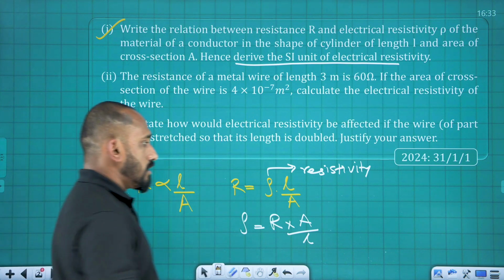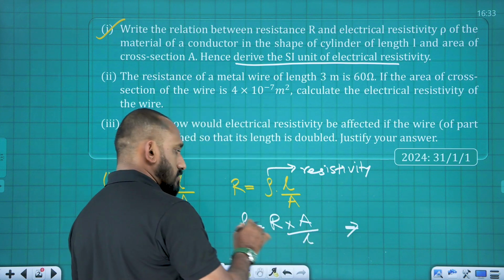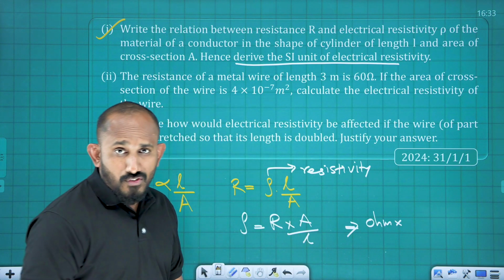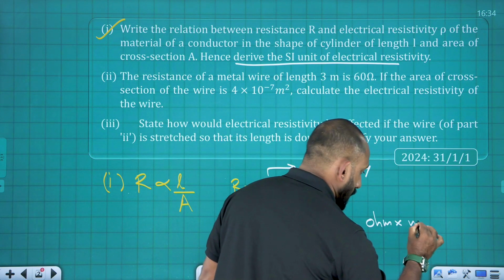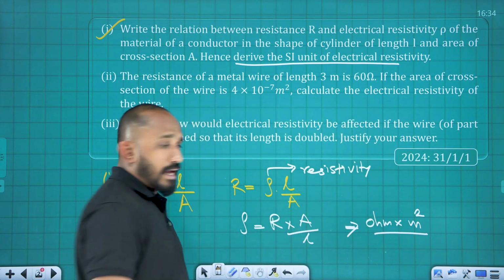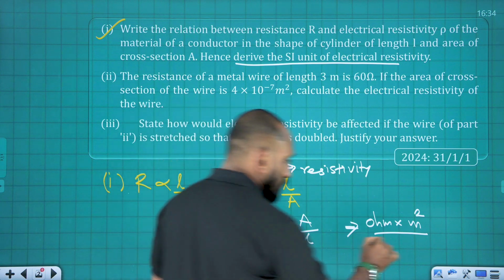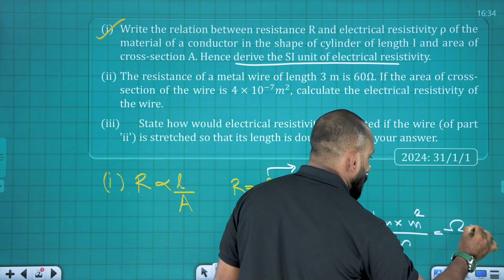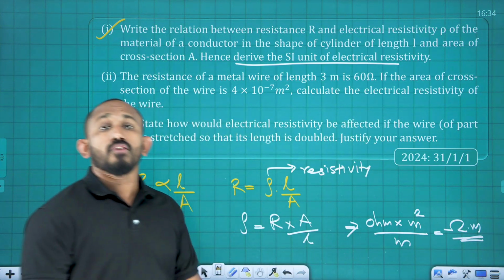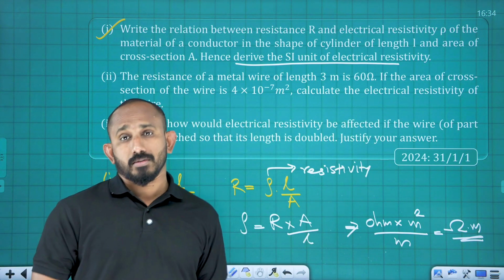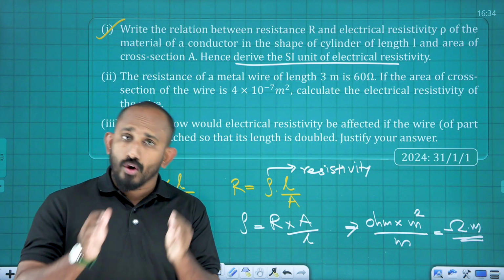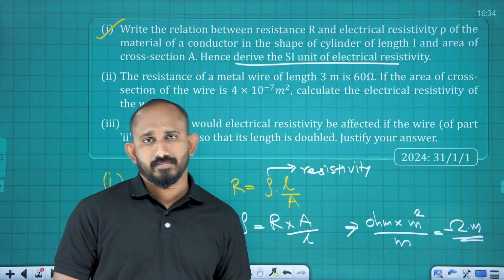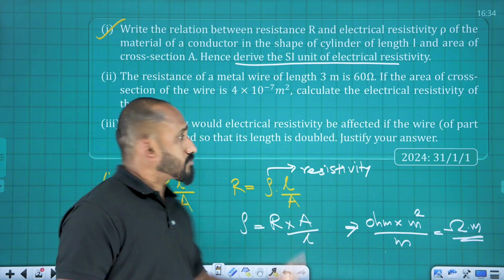If you substitute the units, for resistance we have the unit ohm, for area of cross-section the unit meter squared, divided by, for length, the unit meter. This meter cancels one meter, remaining is ohm meter. The SI unit of resistivity is ohm meter. Resistance has the unit ohm and resistivity has the unit ohm meter. You got it? That's the first part.